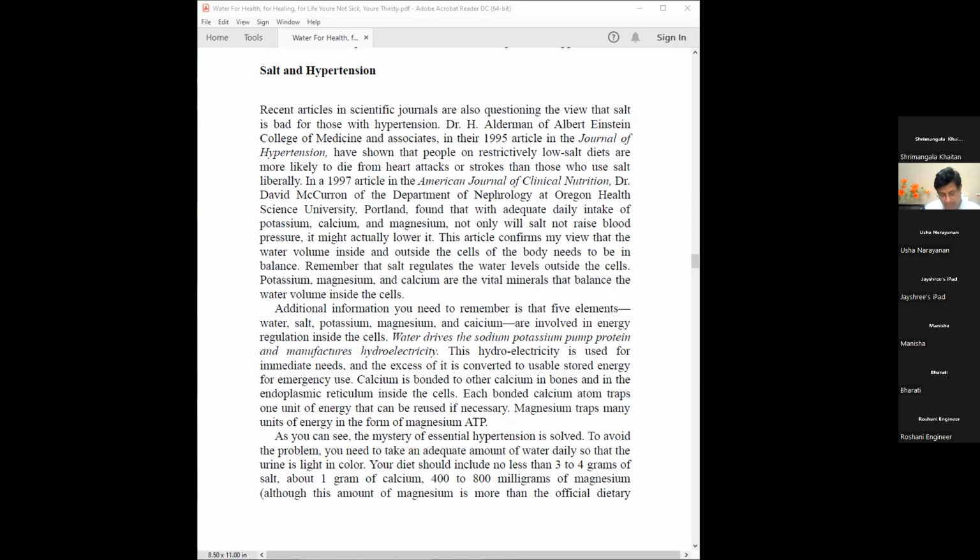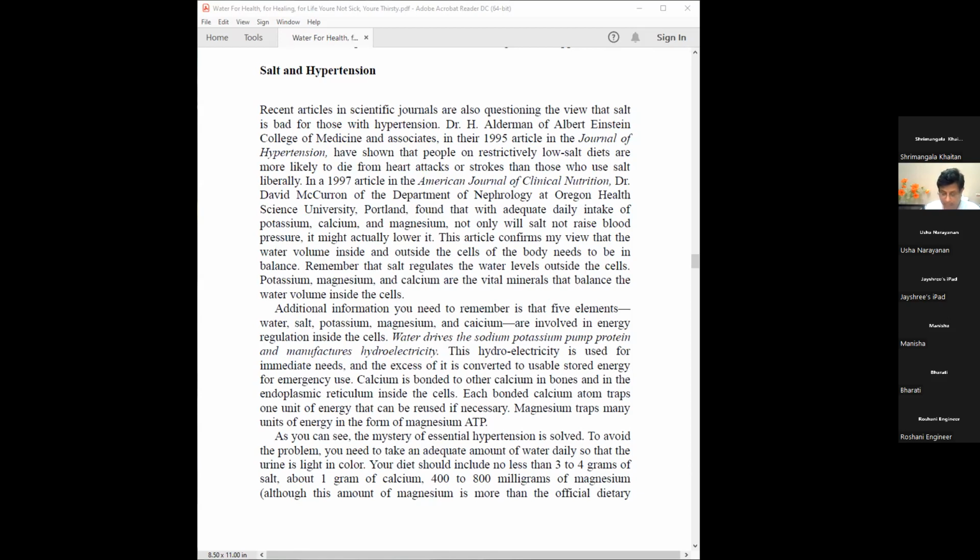This article confirms my view that the water volume inside and outside the cells of the body needs to be in balance. Remember that salt regulates the water levels outside the cells. Potassium, magnesium, and calcium are the vital minerals that balance the water volume inside the cells. So again, these trace minerals are required by these cells to function properly.